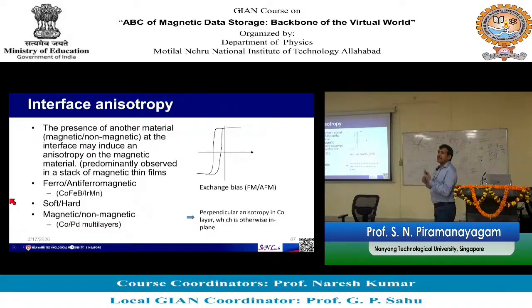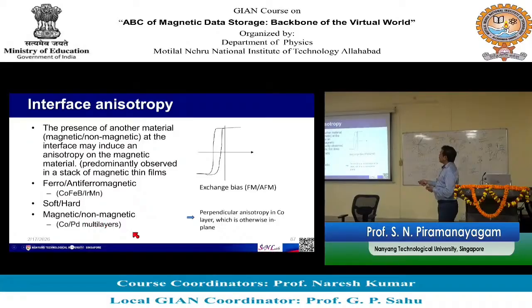For example, suppose you make a multi-layer system of cobalt, platinum and so on. Suppose you make multi-layers of cobalt, platinum, where cobalt is very thin, 0.5 nanometer, platinum is 1 nanometer and so on. So you stack many layers of cobalt, platinum, something like that. Then we call it cobalt, platinum or cobalt, palladium multi-layers.